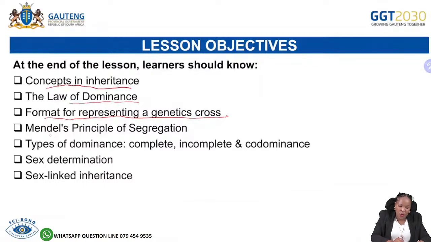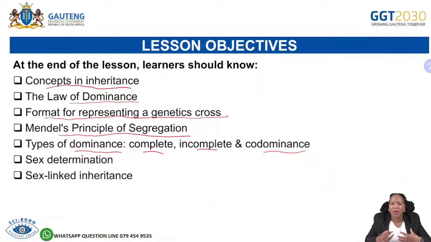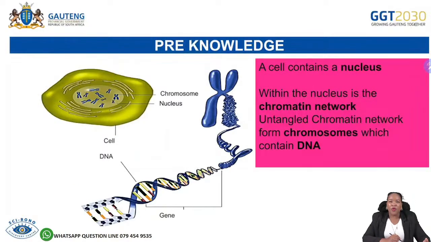You must know Mendel's principle of segregation. So this will be your second law. So you must be able to know it and apply it. Then you must also know the types of dominance: complete, incomplete, and co-dominance. You need to understand how the inheritance in these types of dominance works. And you must also know sex determination and sex-linked inheritance. I know some of these may be very vague to you as you are starting this lesson, but as we go on, you will be able to see what we are talking about. Now, let us move on.